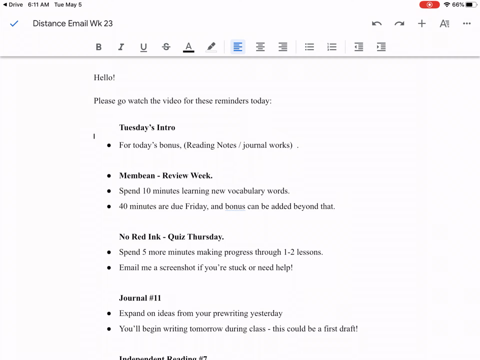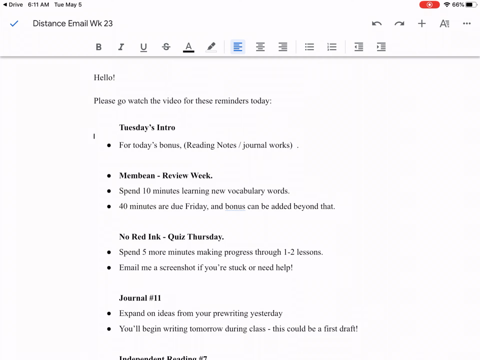For today's bonus, the reading notes aren't due until Thursday. I know some of you have a lot of classes to keep track of. I don't know what other projects or big assignments you have in place. So you could just read 30 minutes today and do the 15 minutes of writing tonight or tomorrow and still have that turned in on time.